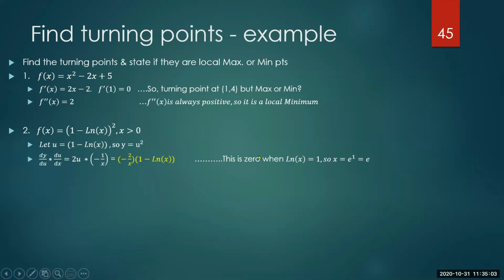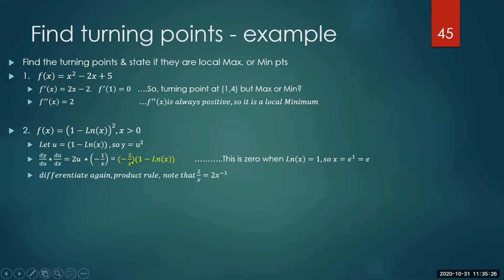And so this is 0 when the natural log of x is equal to 1. So if the natural log of x is equal to 1, x has to be e to the 1, which is e. And so again, I'd remind you that understanding of logs and exponentials in general is important here.